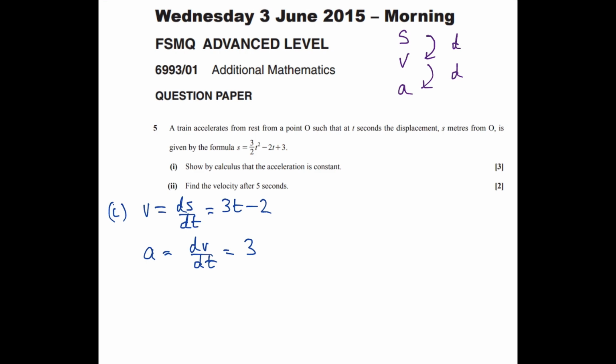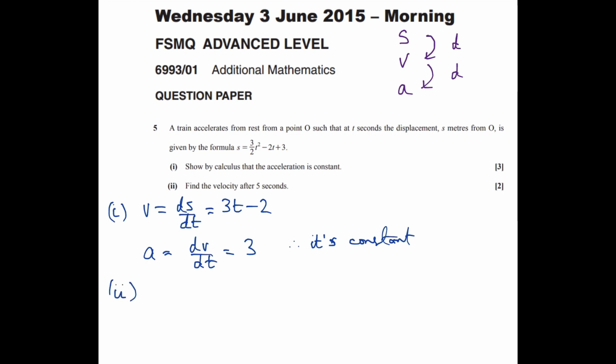Therefore, our acceleration is constant. It doesn't depend on our time. There is no t variable here. It's just a number. Therefore, it's constant.